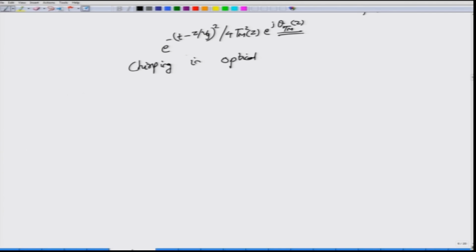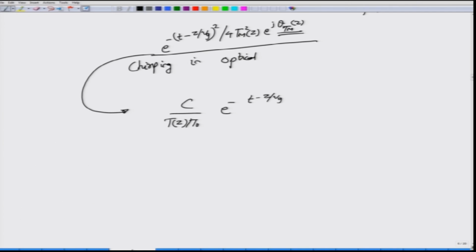A more careful analysis, by going to the tables of Gaussian functions, will actually show that the expression we have written down for t square of z can be written as c by t of z divided by t0, e to the power minus t minus z by Vg whole square divided by t square of z, and there is a phase factor e power j phi of zt minus beta 0 of z. This would be the expression for psi of z and t, taking all these constants. T0 is of course the original pulse width, or there is a square root here. So, T0 is the original pulse width and T of z is the pulse width at any point z.